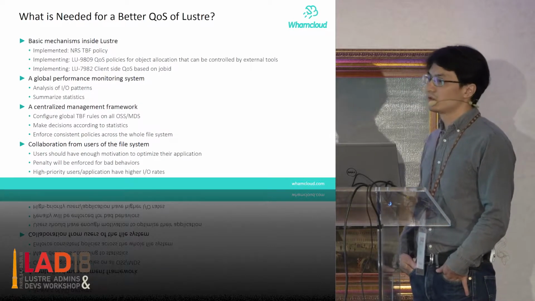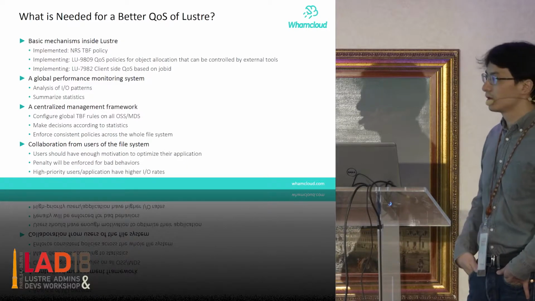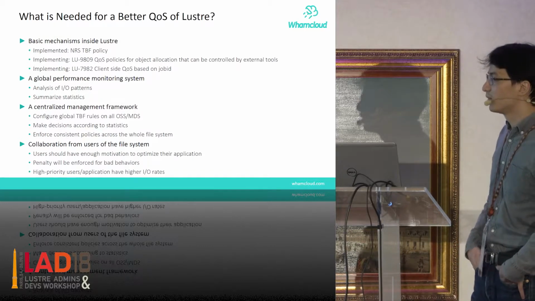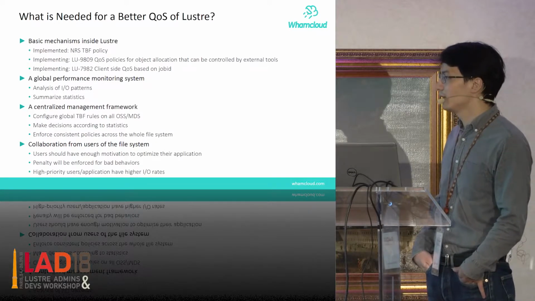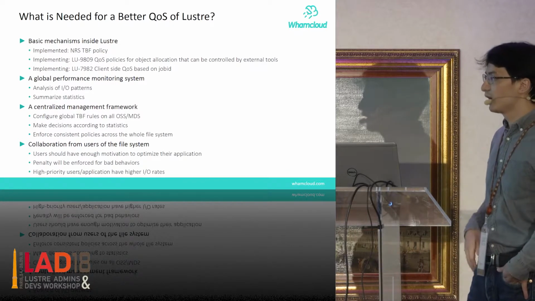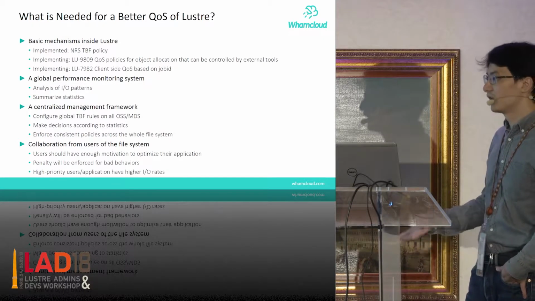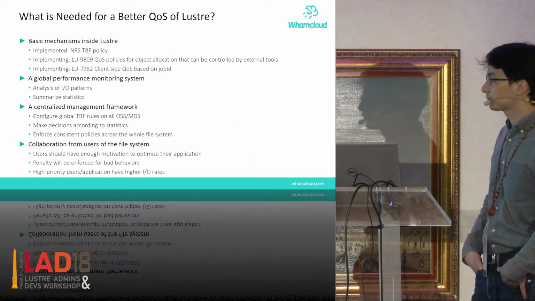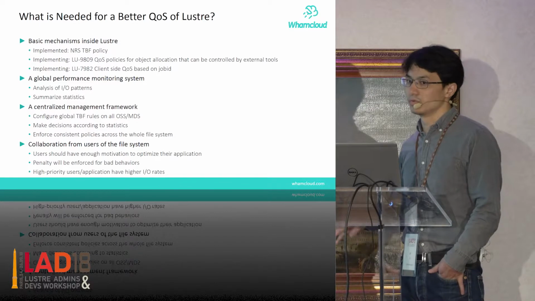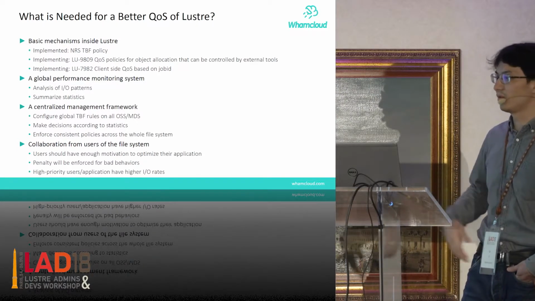We also need a little bit of collaboration from the end users. We need to encourage the end users to optimize their applications. Sometimes the application is not well written, and the behavior is really bad, and it will cause congestion to the whole file system. For this kind of behavior, we need some kind of penalty, so that this application will be killed or optimized. Another thing we want to provide is to enable the administrator to set different priorities for different applications, because some users or applications have higher priority than others.